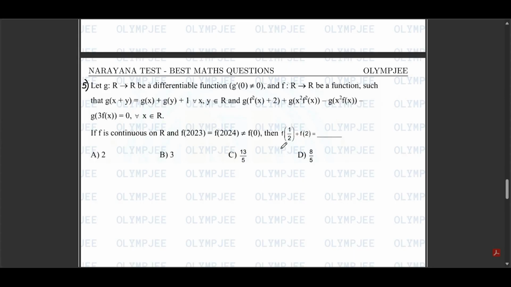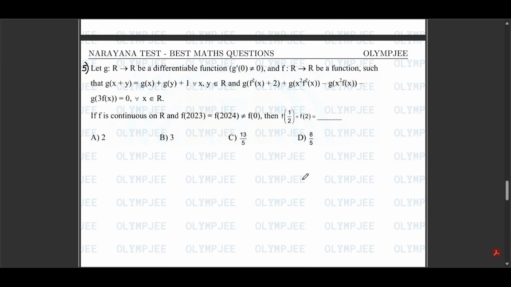Moving on to question 5. This is a bit difficult question. So let us see. Let G be a function from R to R, and it is a differentiable function such that G dash 0 is not equal to 0. And F is a function from R to R such that G of x plus y is equal to G of x plus G of y plus 1 for all x and y belonging to R, and there is one more relation between G and F given, for all x belonging to R. So if F is a continuous function on R and F of 2023 is equal to F of 2025 is not equal to F of 0, then F of half plus F of 2 is asked.